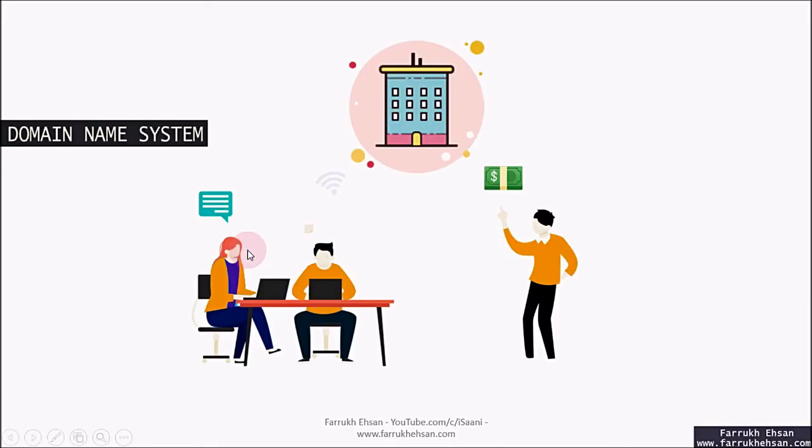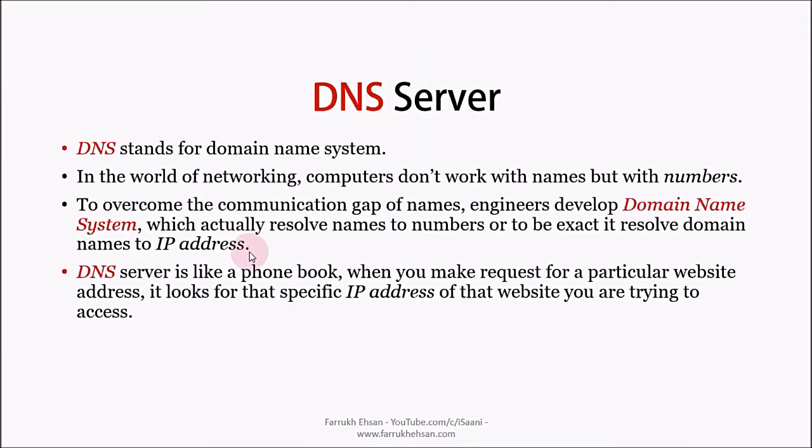Okay, an ISP or internet service provider is nothing but an organization or company to whom you pay for internet services. When you pay your ISP, in return they provide you internet services. A DNS server, which stands for domain name server, is a mechanism engineered to overcome the communication gap, which resolves domain names to IP addresses of servers. It is like a phone book. When you request a particular URL, it looks for the IP address of that website and returns that IP address if the URL exists on the domain name server.